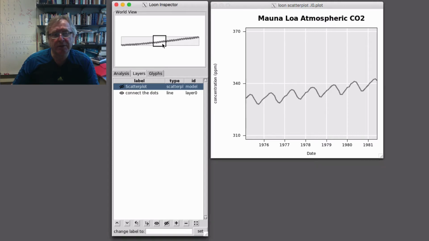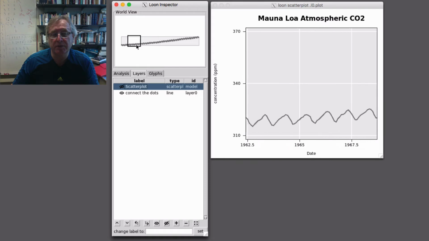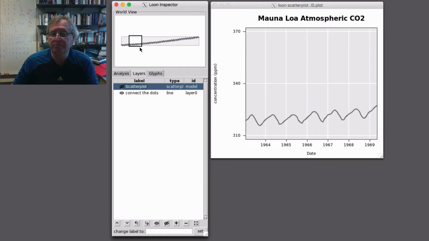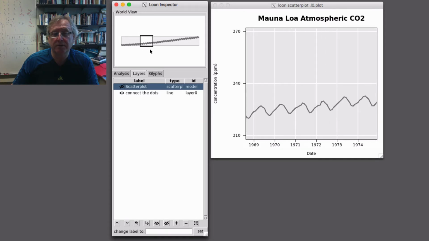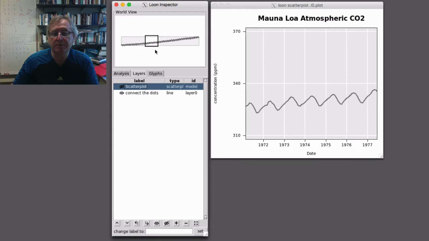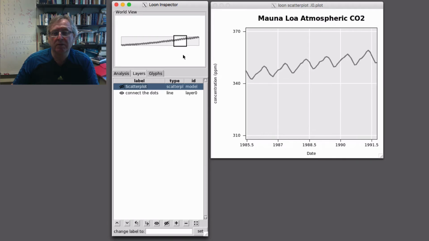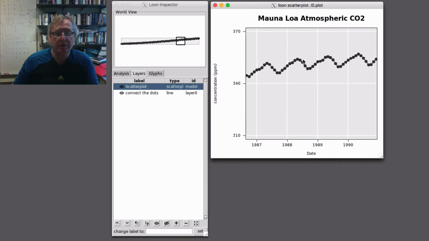And if you see over here in the inspector, I can move this window along, these different windows in the time series, and that seasonal pattern, that cyclic pattern, is certainly appearing throughout the time series. And it's roughly the same throughout. Okay, so let's bring the scatterplot points back in, and now let me just zoom in a bit.